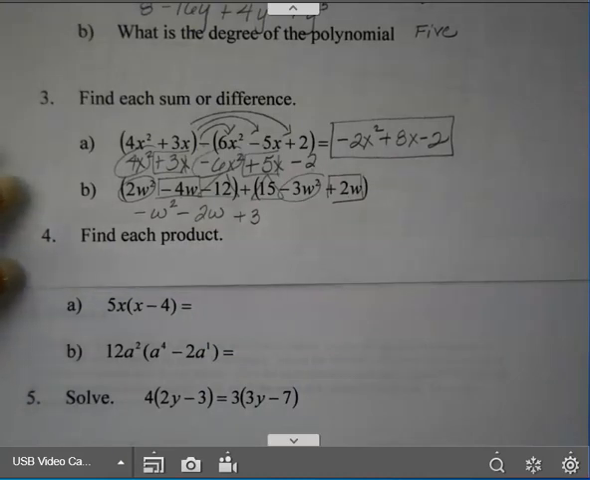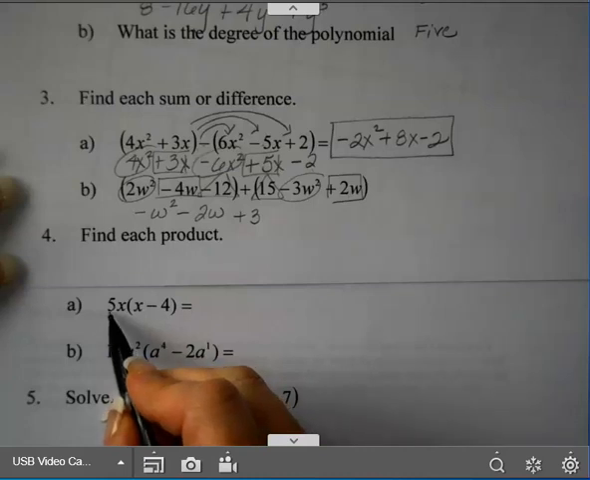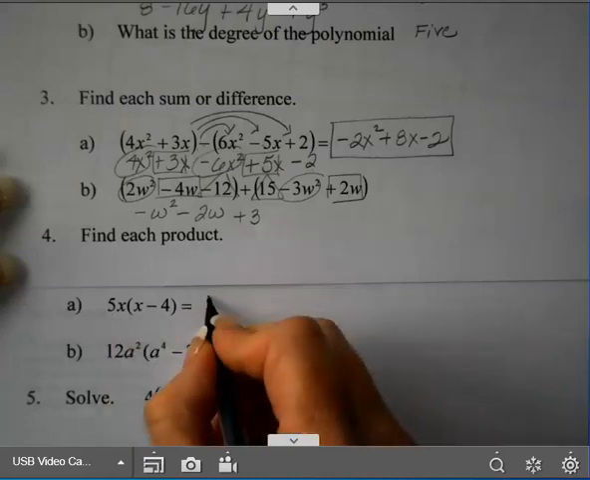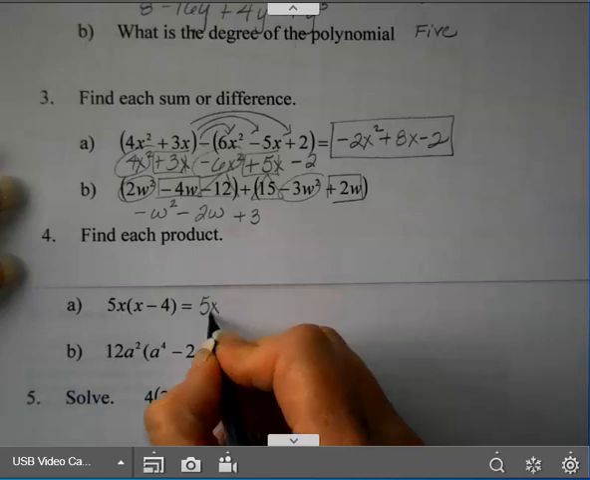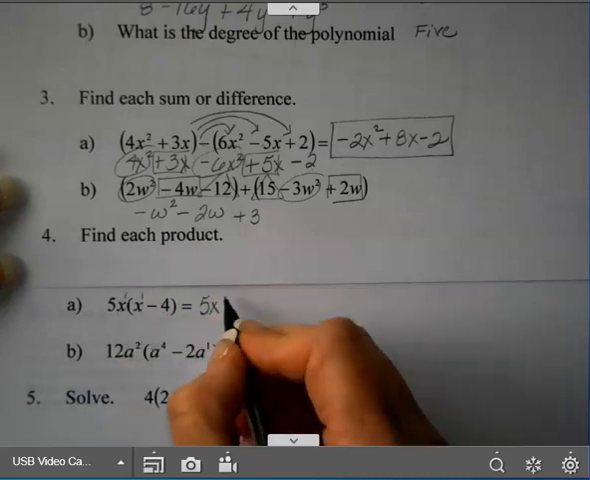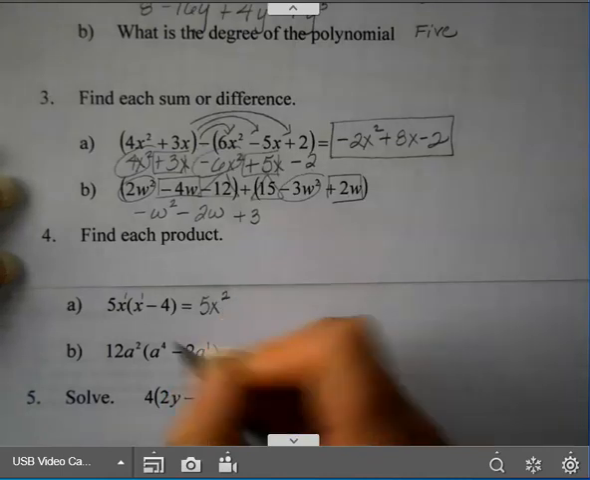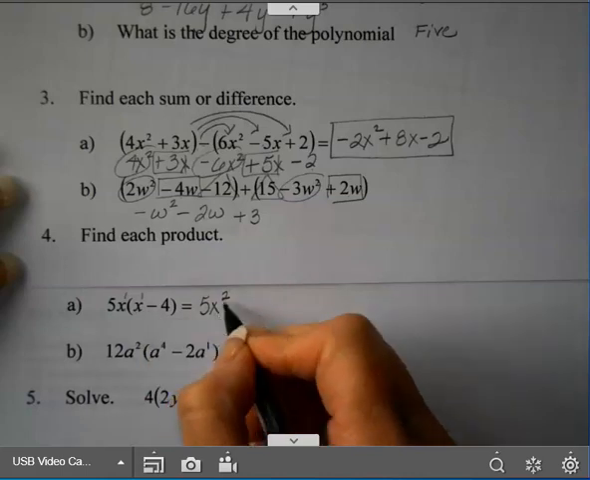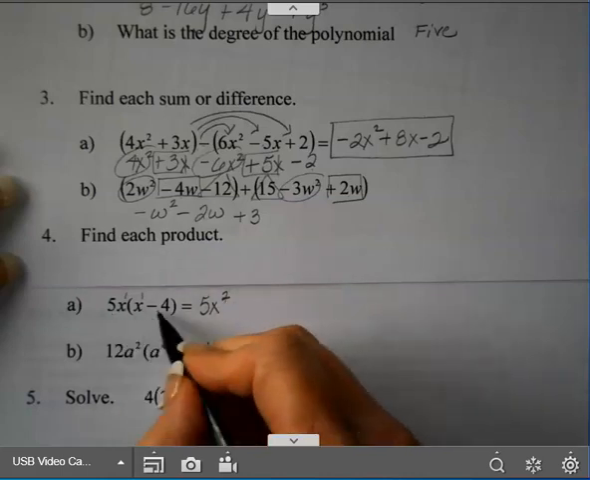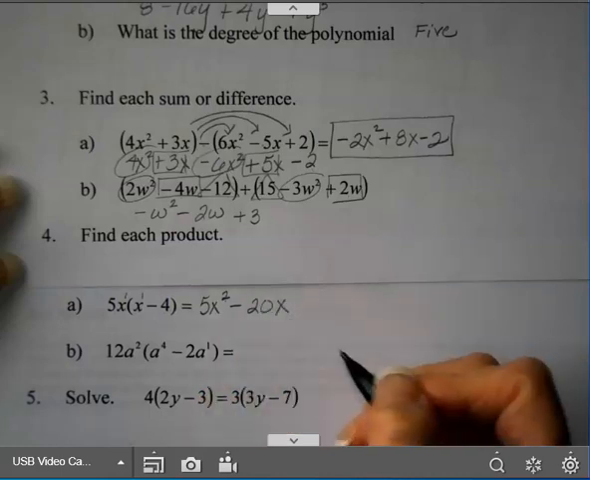On example 4, we're finding each product. So I want to multiply here. So this is 5x times x. Remember, you add your exponents. I have 1x times another x. That gives me 2x's multiplied there. That's x squared. And then 5x times minus 4 gives me negative 20x.